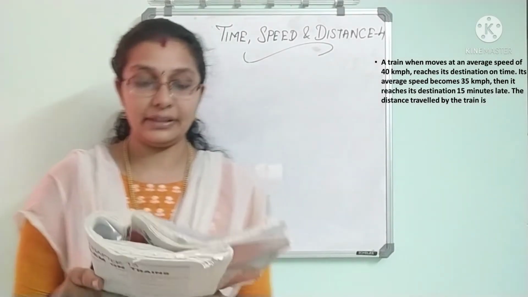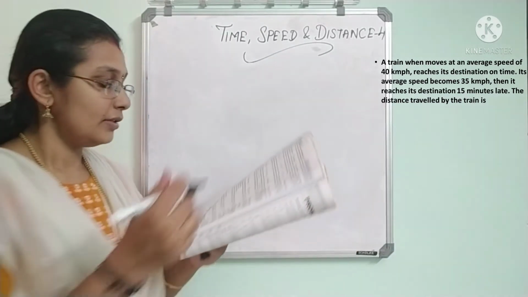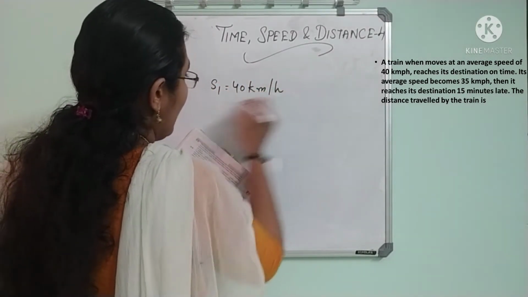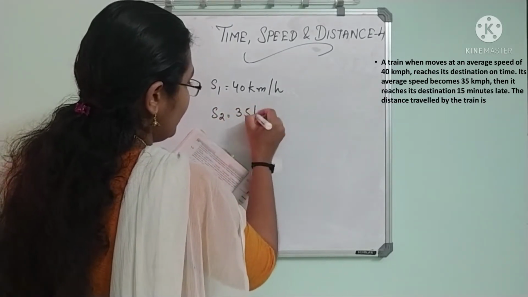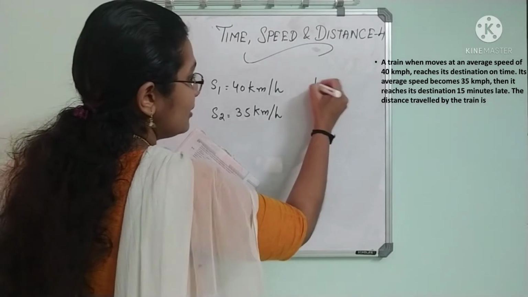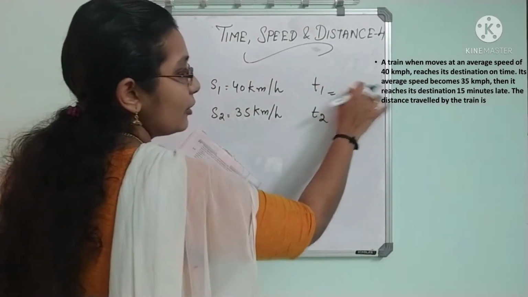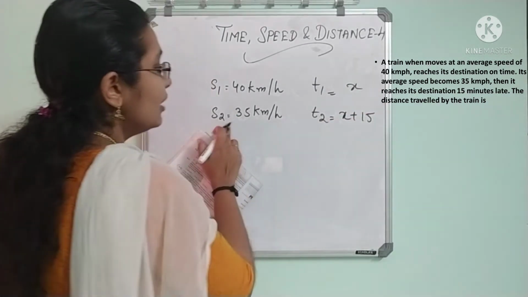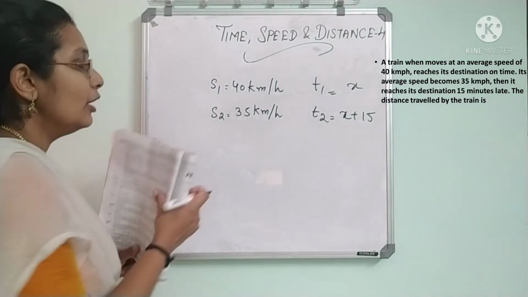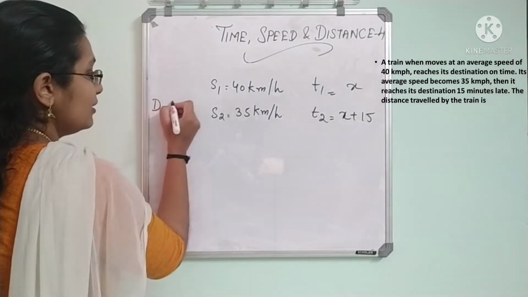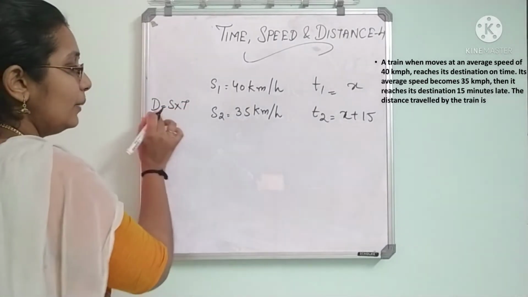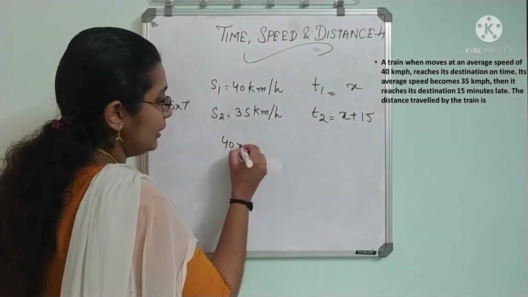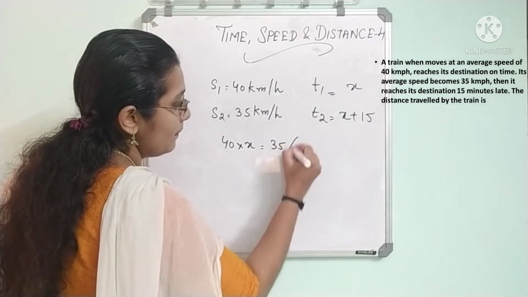So here also we will have to find the distance. Note down what are all the details given. Speed 1 is equal to 40 km per hour and speed 2 is equal to 35 km per hour, and the other data given is about time. The first one reached on time, so let us consider it to be x. Here it takes 15 minutes extra because its speed is reduced. Clear? Yes. Now they are asking us to find the distance. Distance is equal to speed into time. Now we will equate both the distances, so we will get the answer. So S1 into T1 is equal to S2 into T2.